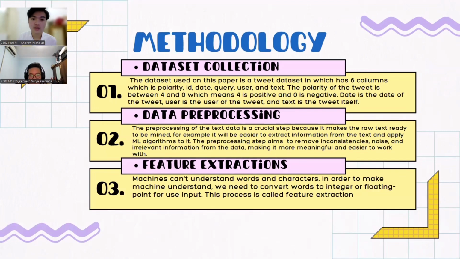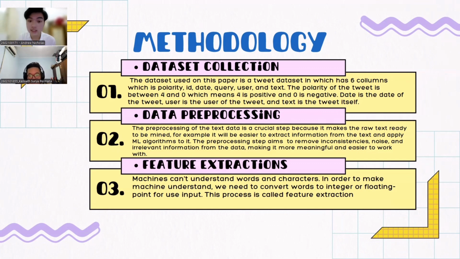So for the first part, dataset collection, the dataset used in this paper is a tweet dataset which has 6 columns, which are polarity, ID, date, query, user, and text. The polarity of the tweet is between 4 and 0, which means 4 is positive and 0 is negative. Date is the date of the tweet, user is the user of the tweet, and text is the tweet itself.